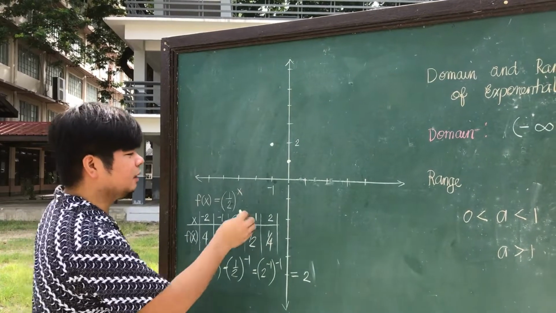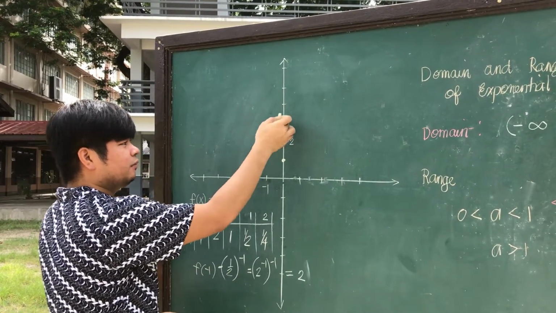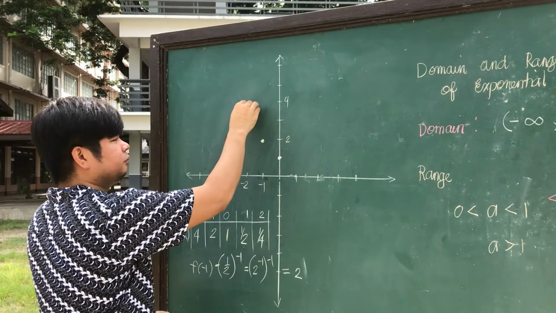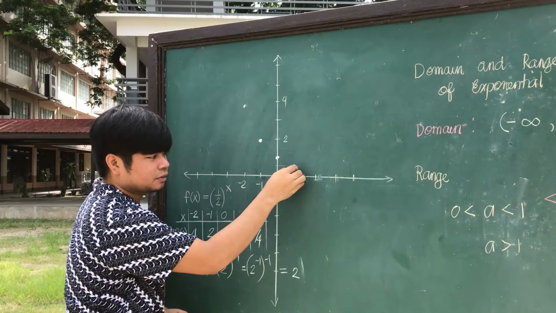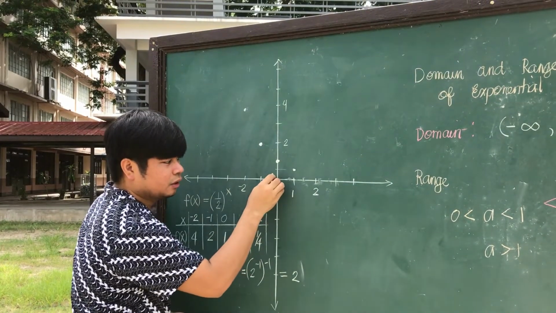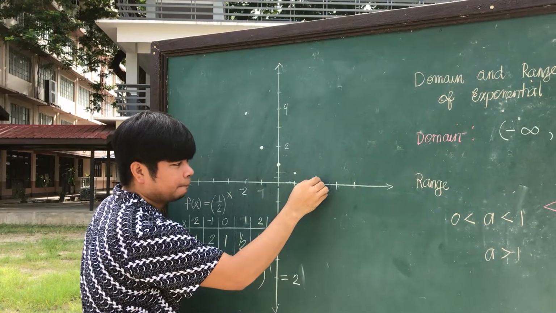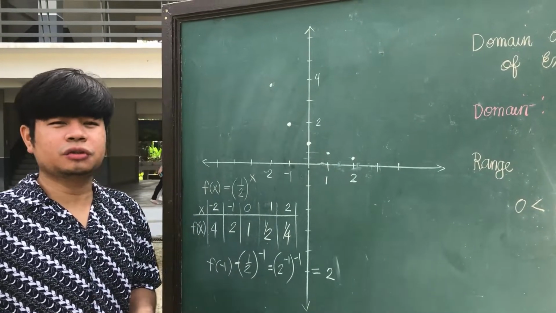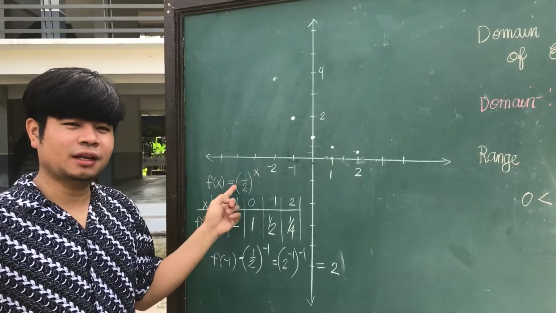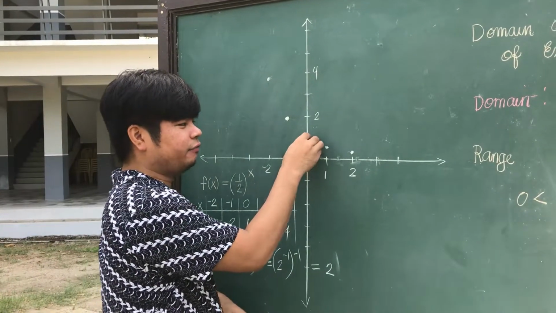So I'm now plotting it. If this is negative 2, it will give us 4. And if this is 1, it gives us 1/2. So somewhere here. If this is 2, 1/4. Now I will connect the points and show to you the graph of f of x that is equal to 1/2 raised to x, okay? The graph is a curve.